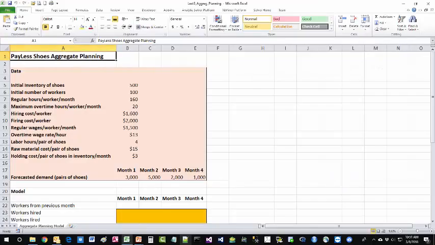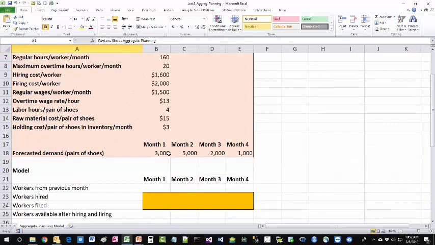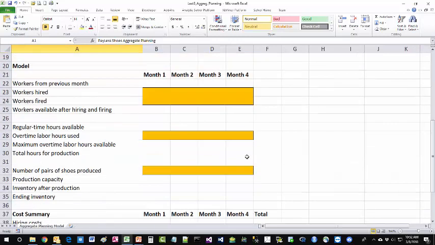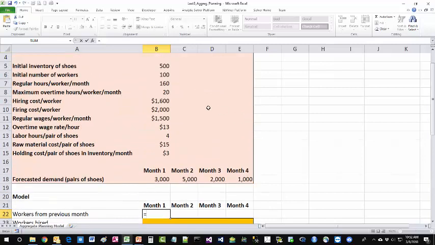So the model and its data section here shows a lot of these input parameters, which I'm going to explain as we go through the model. So I'm going to zoom in just a tad more. Forecasted demand is right here. I'm going to start by building the worker balancing equation, starting with the initial number of workers, which is 100.